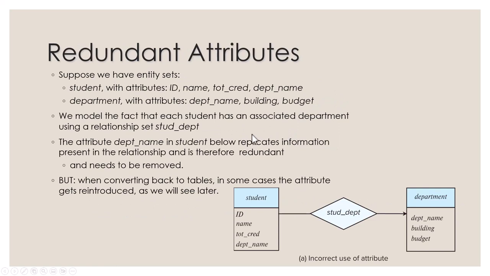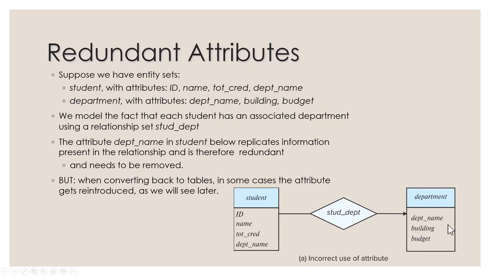We sometimes also have redundant attributes. So suppose we have student and department, okay, and we have a relationship between the two. Student has their ID, name, total number of credits, and then the department name that they belong to. And then the relationship here is student_department, and then we have the department entity set that has department name, building, and budget.